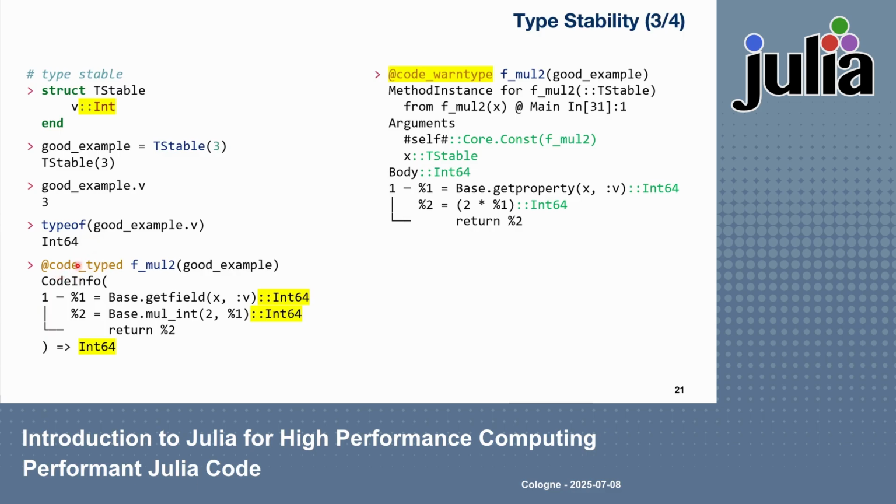And if we try to look at the code type, which means the type inferred Julia code, you will see, instead of those any, exactly Int64, Int64, Int64. And then if you run this macro like I talked about a minute ago, code warntype, you will see that everything is green, right?